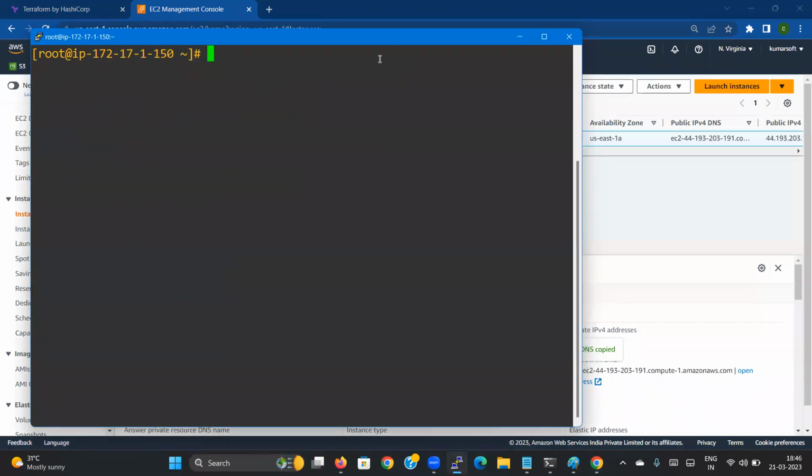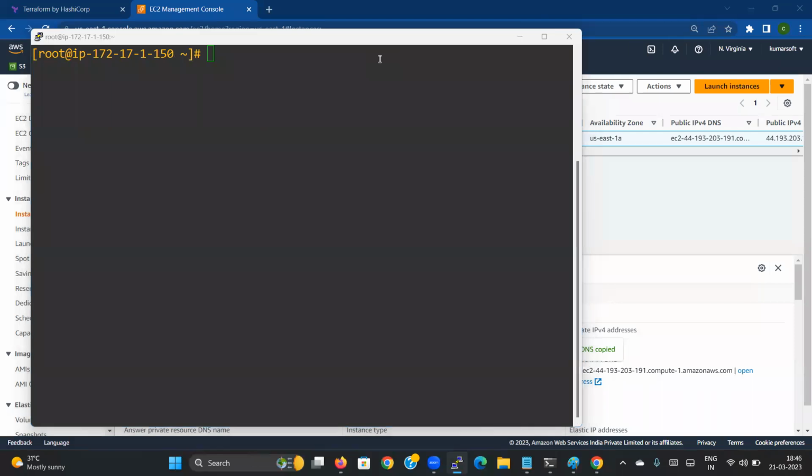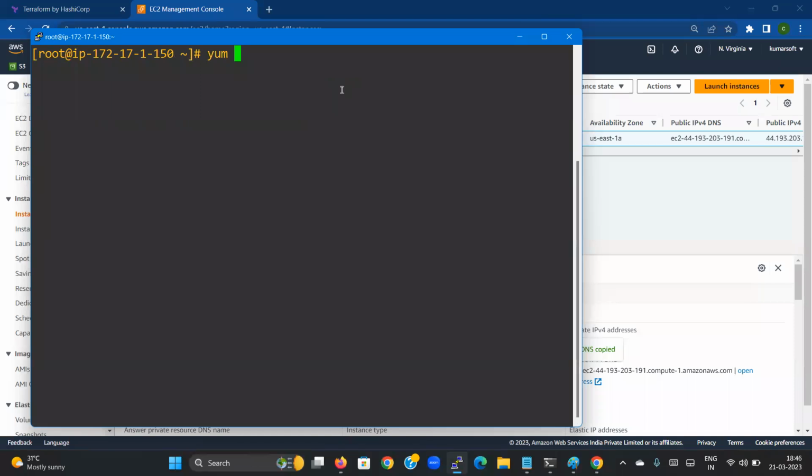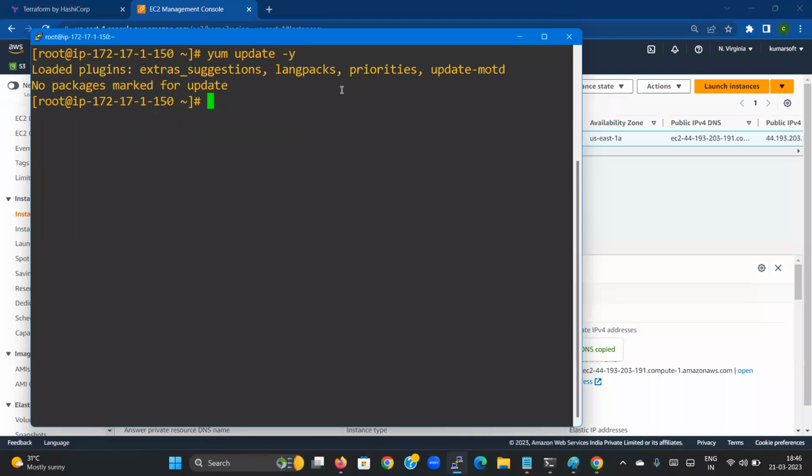So if I want to install any website on this server, or if I want to have web services on that server, what am I going to do? sudo yum update -y and amazon-linux-extras install nginx1.12.